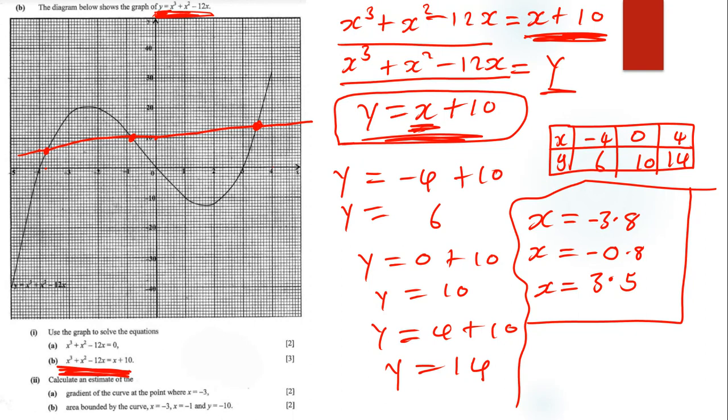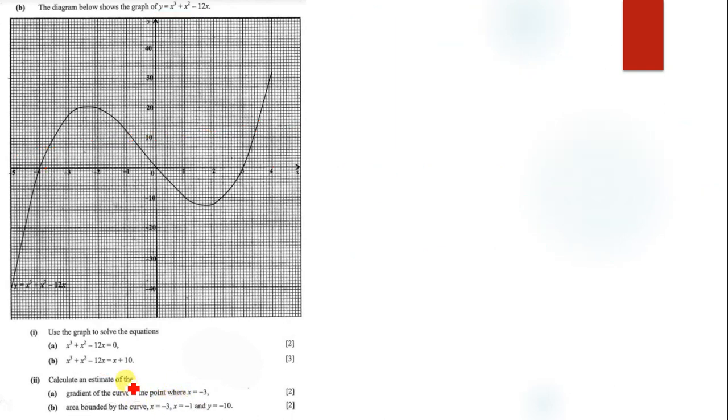Alright, so let's quickly see how we can solve part 2 of this question. The second part says calculate an estimate of the gradient of the curve at the point where x is equal to negative 3. So for this one, it's also a simple question. So let's see how to deal with such a question. We've been taught to say we calculate an estimate of the gradient of the curve at the point where x is equal to negative 3.